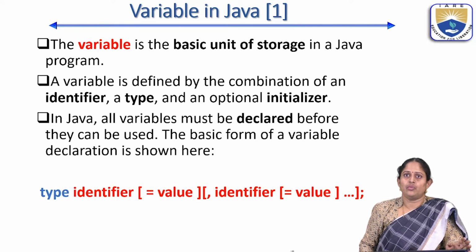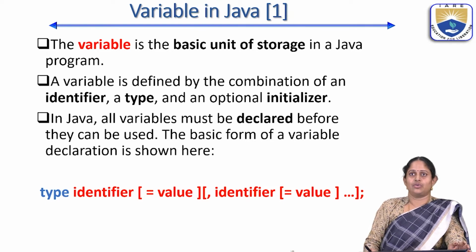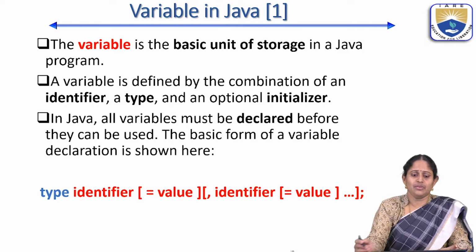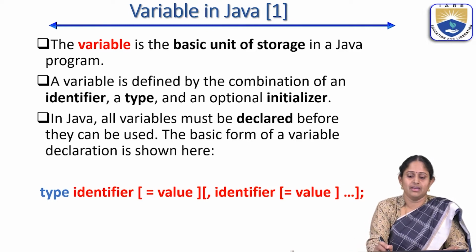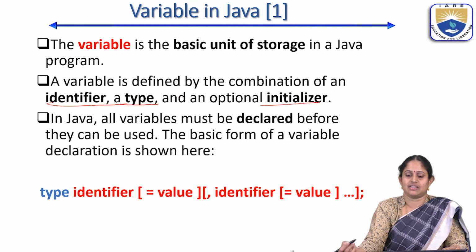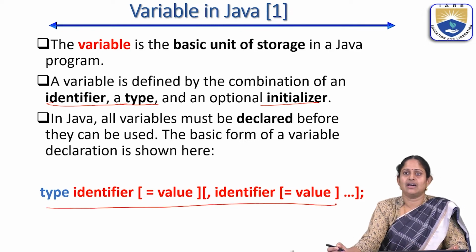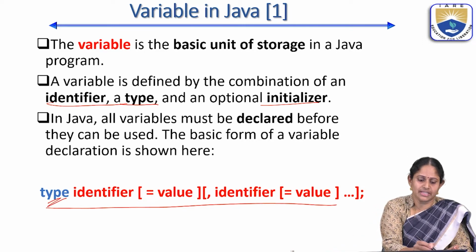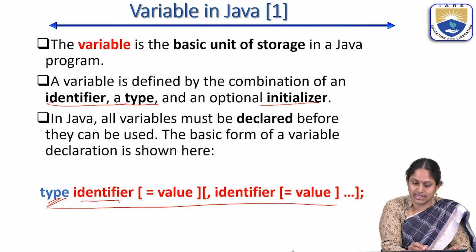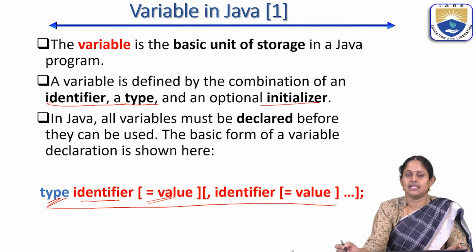Now, how will we declare a variable in Java? A variable is the basic unit of storage of a program. A variable is defined by the combination of a type, an identifier, and an initializer. This initializer is optional. So, this is the syntax of declaring a variable. You specify the type, then the identifier name, the variable name. That variable may be assigned some values, and you can have multiple variables in a statement.